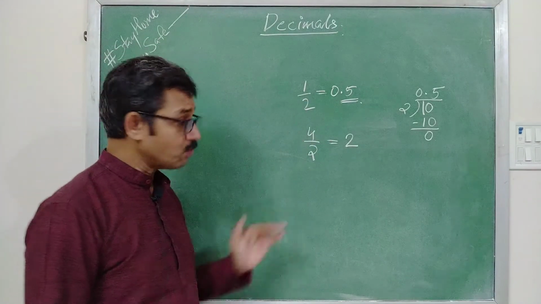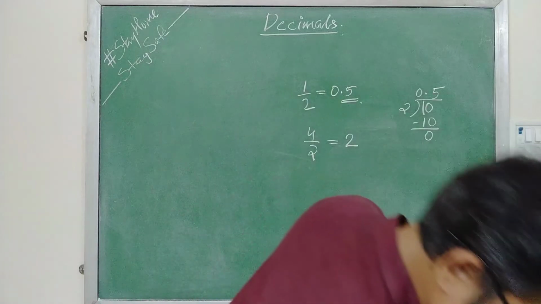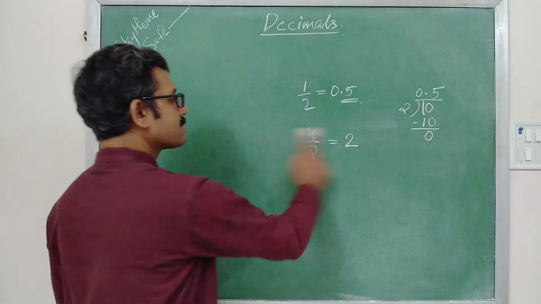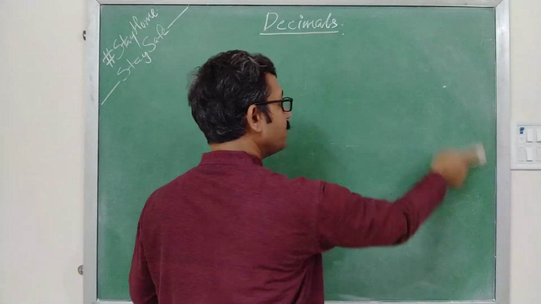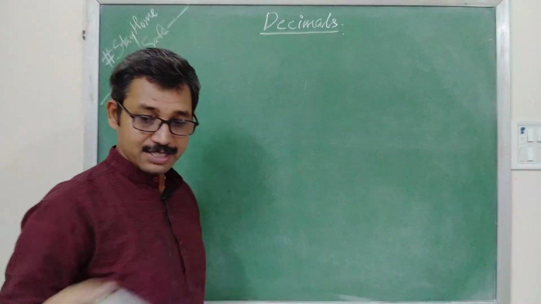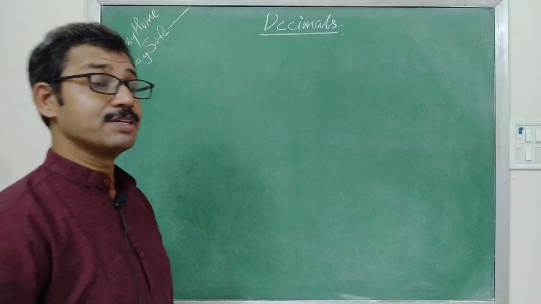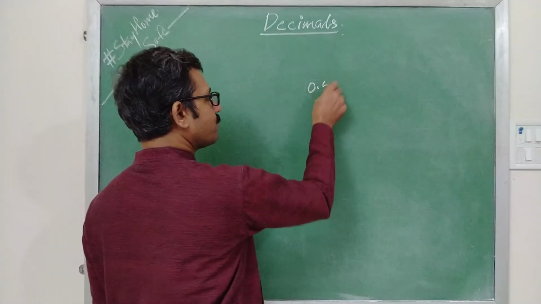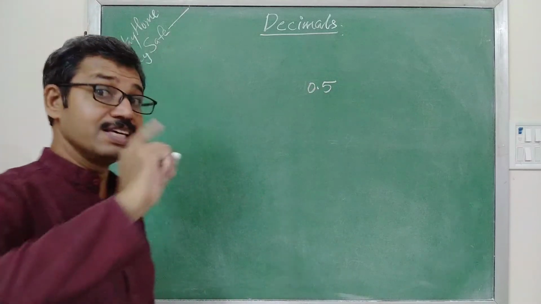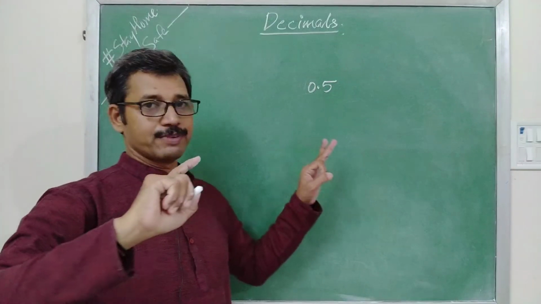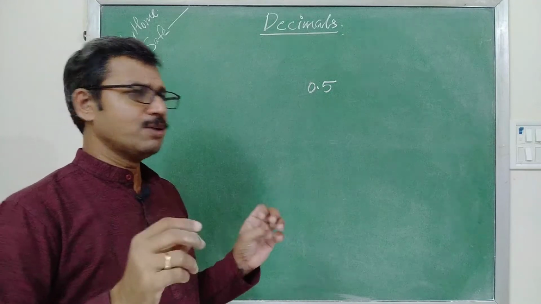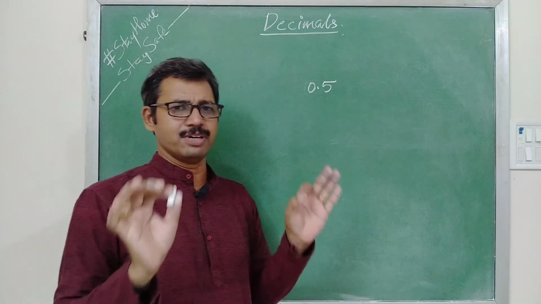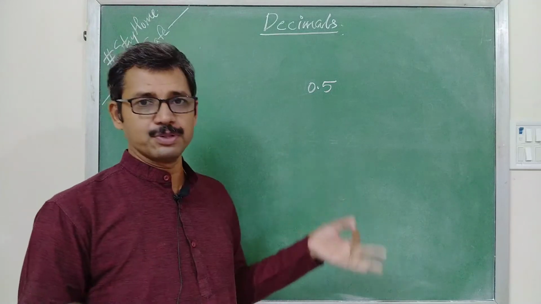While talking about decimals, we can also convert decimals into fractions. For example, 0.5 is 1 upon 2. But instead of doing it like that, what is a very simple way to convert it into a fraction?